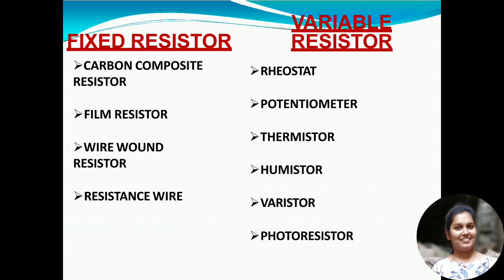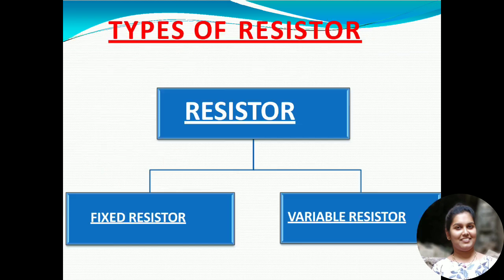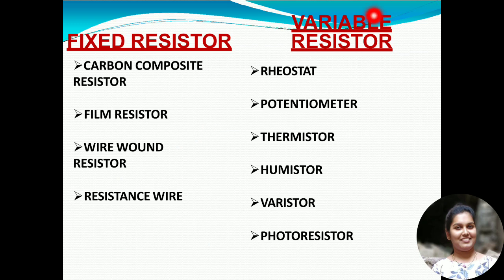In the fixed resistors we have four different types that we can observe on the screen. The first one is the carbon composite resistor, next is the film resistor, the wire wound resistor, and the resistance wire resistor. So these are the four different types of fixed resistors. Coming to the variable resistors, we have the rheostat, the most commonly used one, then the potentiometer, thermistor, humistor, varistors and photoresistors.